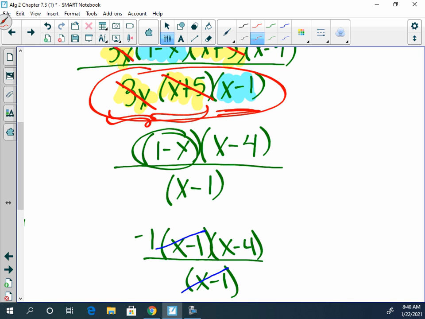Now, the mathematician in me would still want to list everything, even if it's still there. We still want to list it, but the homework isn't going to have you do that, if that makes sense.